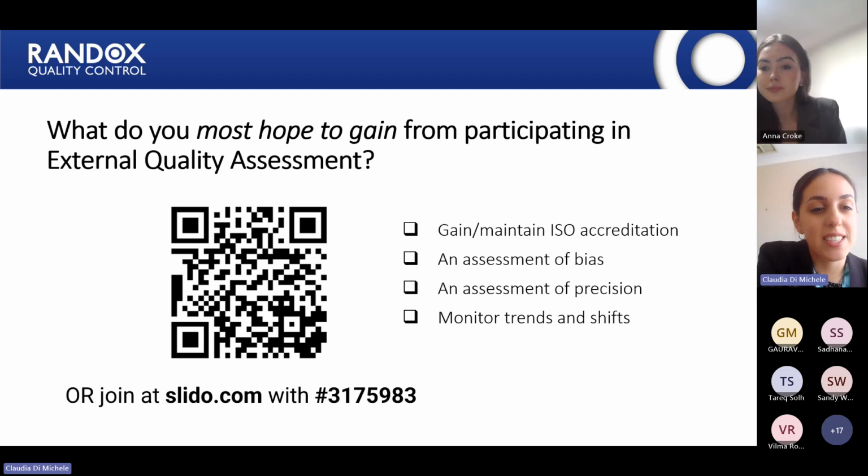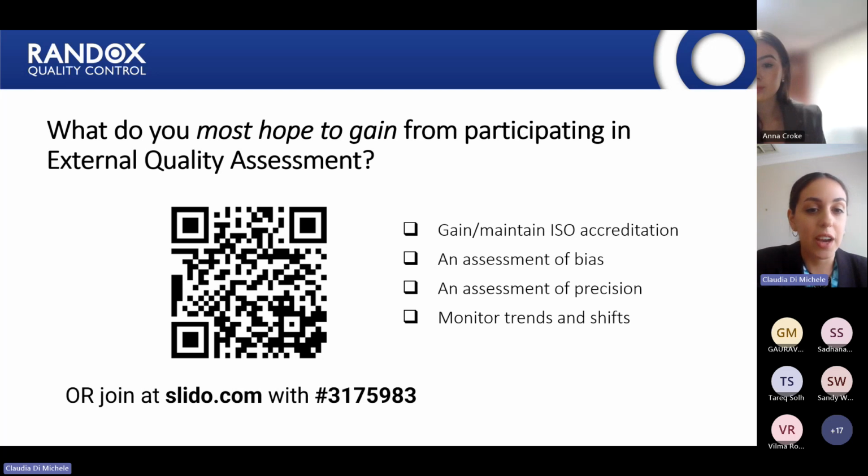Really the question is, because we're going to be talking about report interpretation and troubleshooting of EQA, we just wanted to get a gauge on what our audience today most hopes to gain from participating in external quality assessment. It's a non-exhaustive list, but there's just a few here. Do you hope to gain or maintain ISO accreditation, gain an assessment of your bias, an assessment of your precision, or help you monitor your trends and shifts? We'll give everyone a couple more seconds.